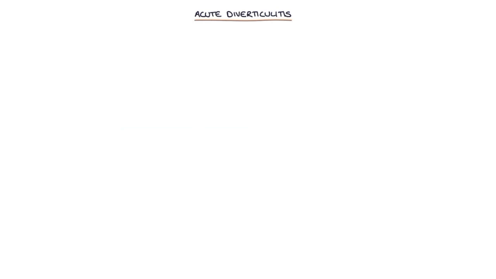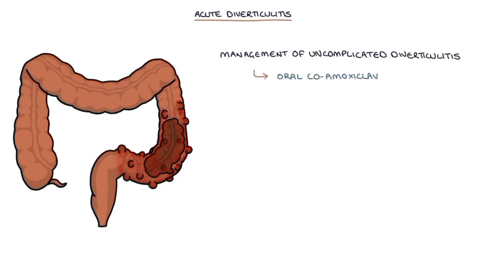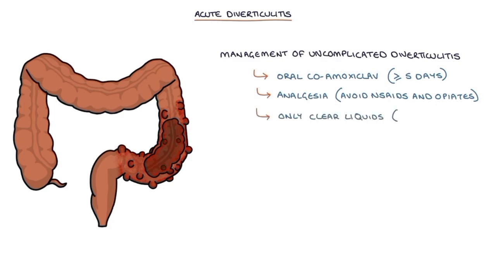The NICE Clinical Knowledge Summaries, last updated in January 2021, suggest management of uncomplicated diverticulitis in primary care with oral co-amoxiclav for at least 5 days, analgesia, particularly avoiding non-steroidal anti-inflammatory drugs and opiates if possible, only taking clear liquids and avoiding solid food until symptoms improve, usually within 2 to 3 days, and follow up within 2 days to review the symptoms.